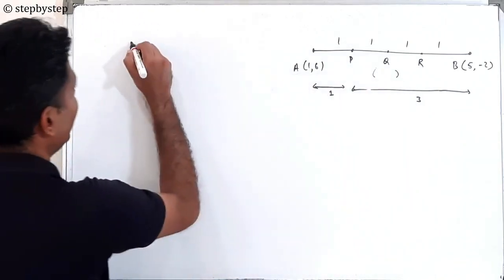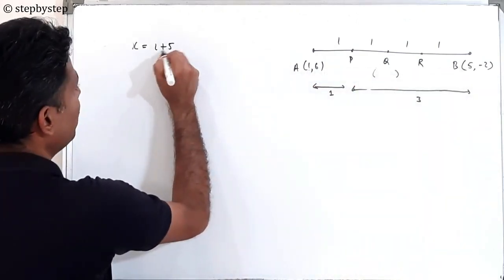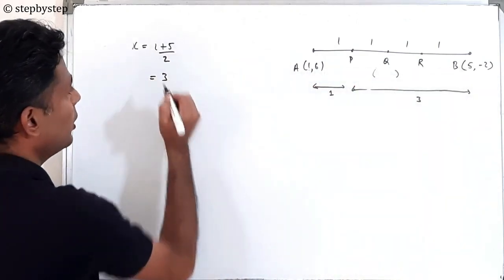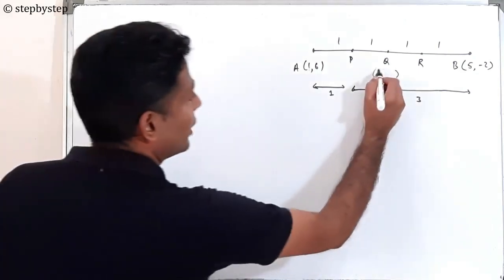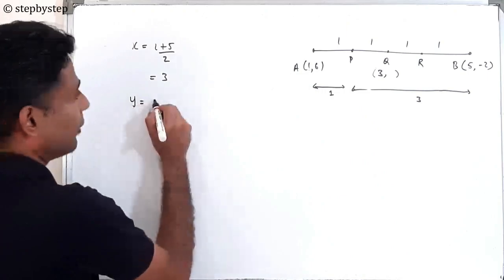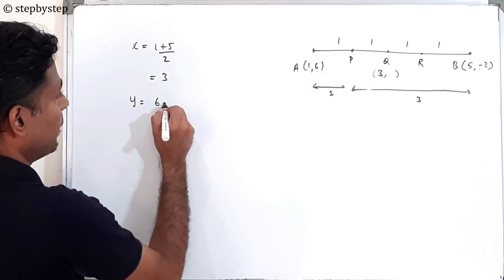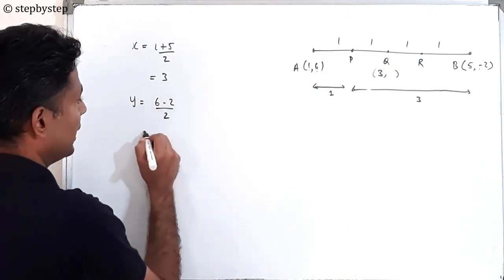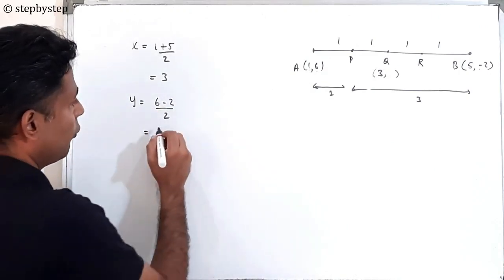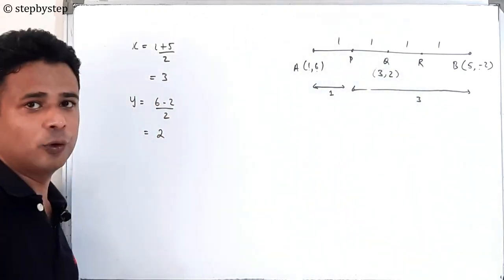So now what will be the x coordinate of point Q? (x1 + x2)/2, that is (1 + 5)/2, that is 6/2, that is 3. So we got x coordinate as 3. What will be the y coordinate? (y1 + y2)/2, that is (6 + (-2))/2. So (6 - 2)/2, that is 4/2, 2. So we directly got coordinates of Q.